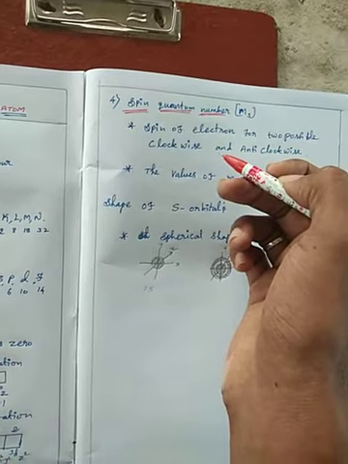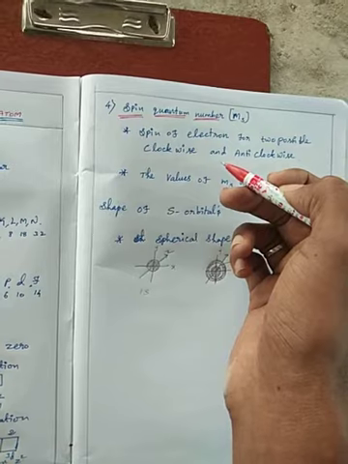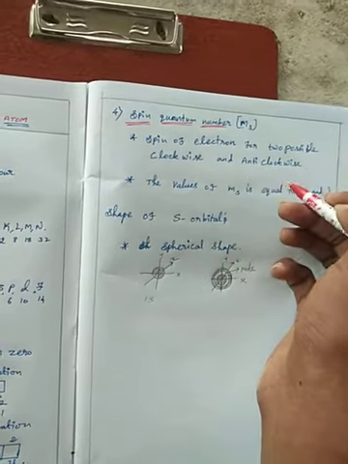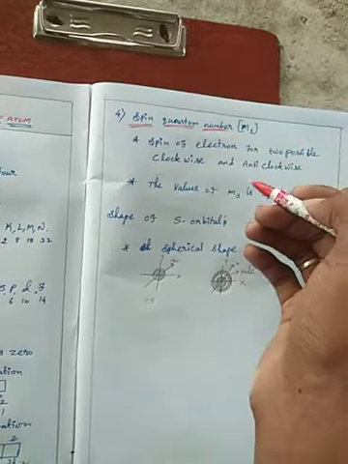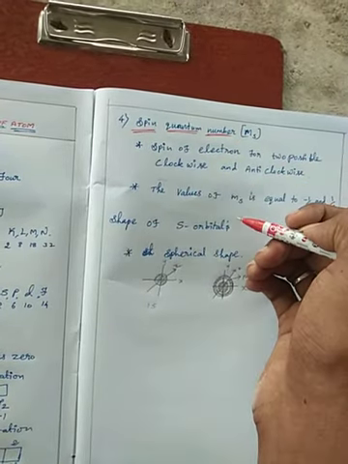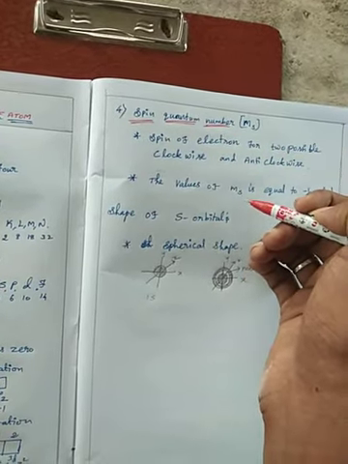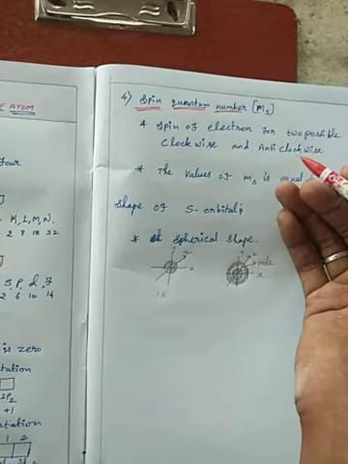Off side uses clockwise and leg side uses anti-clockwise. The same applies to the spin quantum number: the direction of electron spin is called clockwise and anti-clockwise direction.